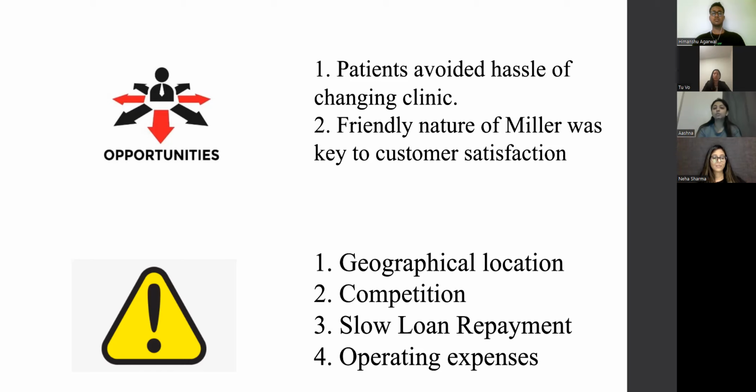And then the fourth one is the operating expenses. Based on the assumptions, he was planning to take loans and everything, but in future years he is not sure whether the operating expenses might increase as well. So this is the SWOT analysis.